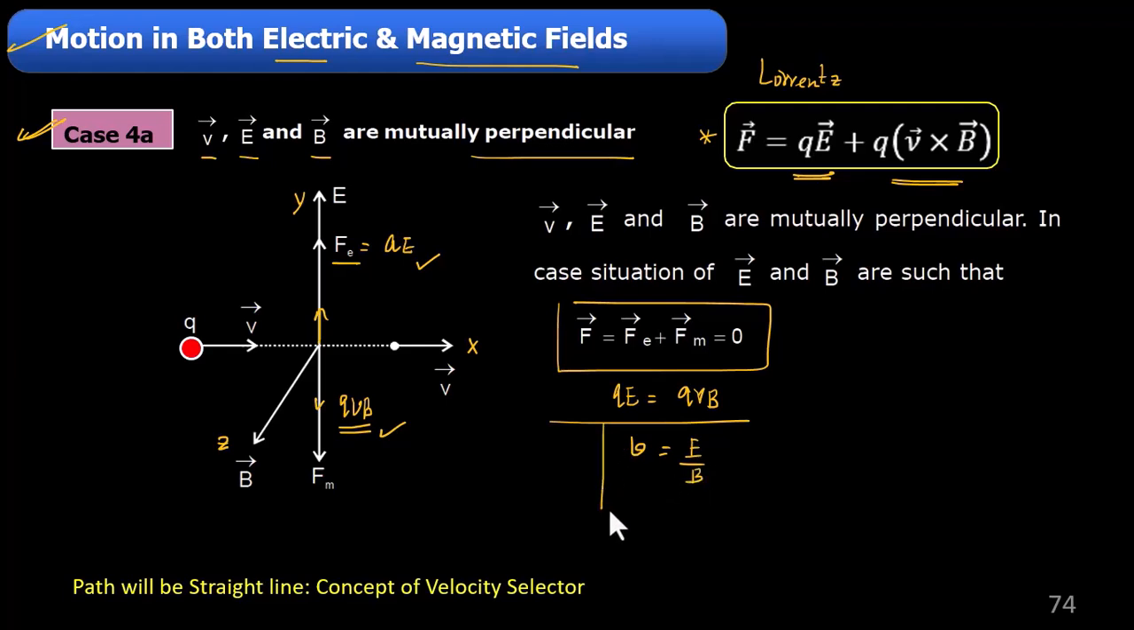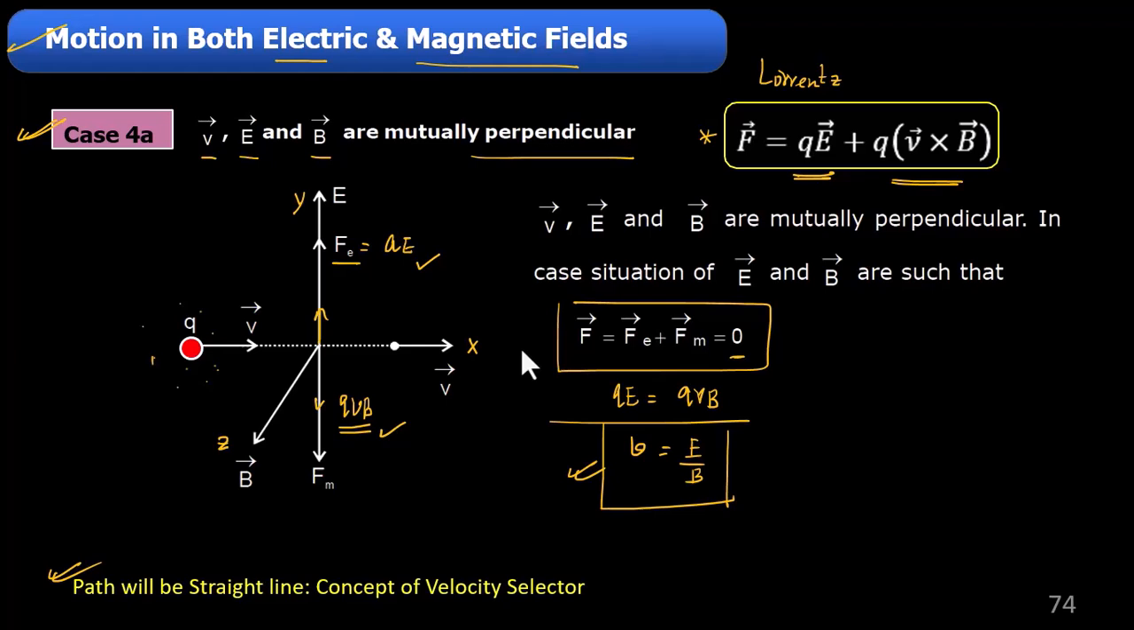And that velocity is used in the case of a velocity selector. The path will be a straight line because the particle is moving under the combined effect of the electric force as well as the magnetic force. Since these two forces cancel each other, the particle is acted upon by zero net force. So the path will be a straight line, and that concept is used in the velocity selector, where I want the charged particle to move along a straight path. Under that situation, you have to maintain this velocity so that E by B equals V.